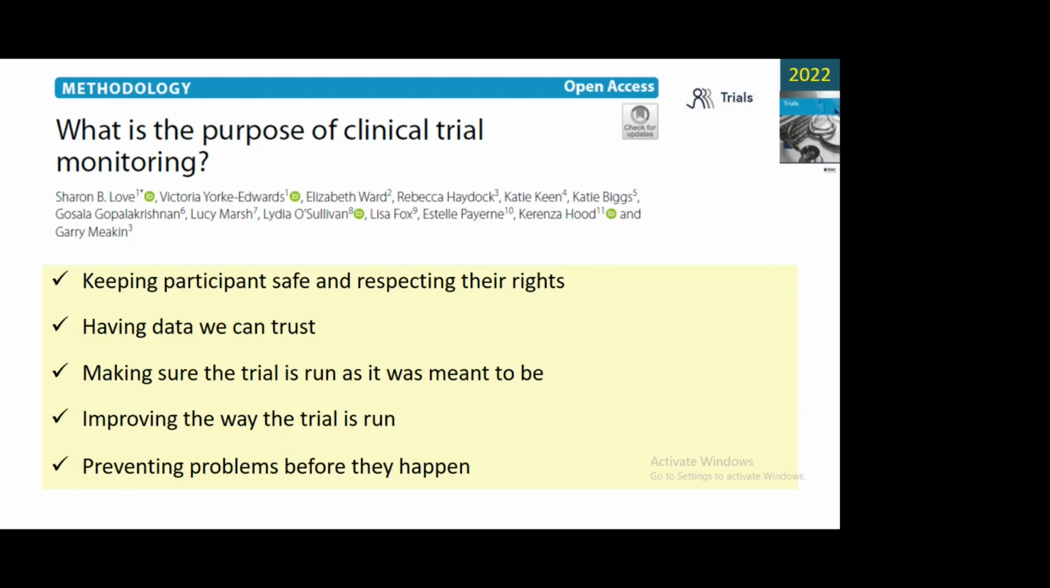So the purpose of clinical trial monitoring is keeping participants safe and respecting their rights, what you learned in the last few days. Not only that, they think beyond this. Monitoring is required for generating data that the scientific community, the human beings, can trust. Making sure that the trial is run as it was meant to be, improving the way the trial is run, preventing problems before they happen. So these are the purposes of clinical trial monitoring.